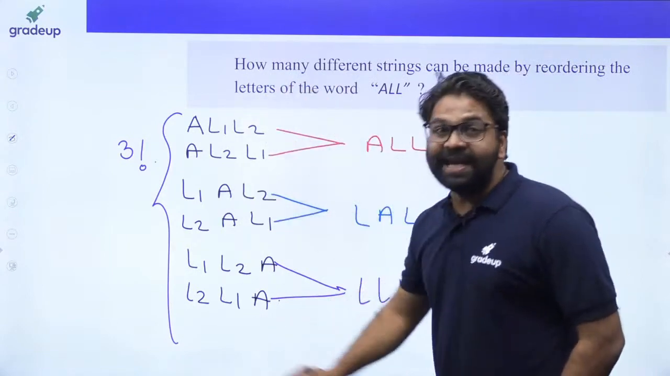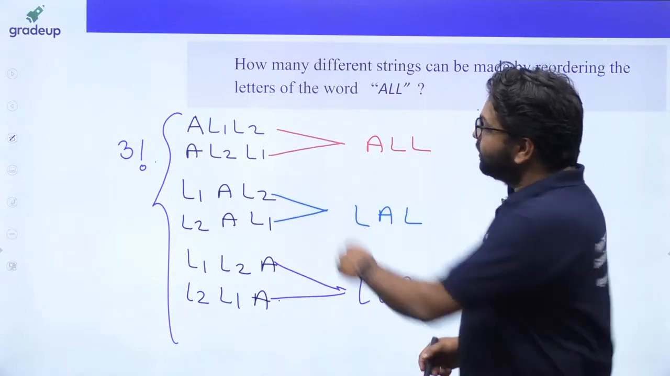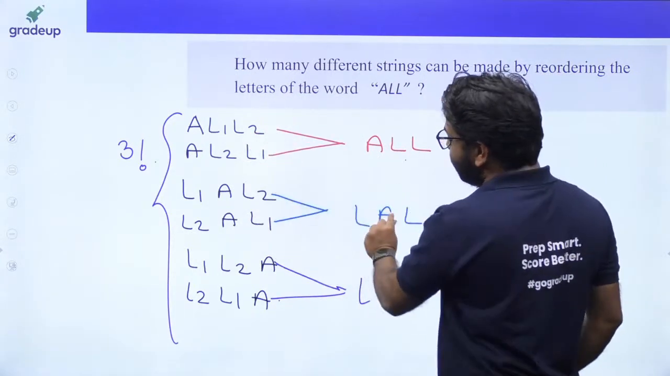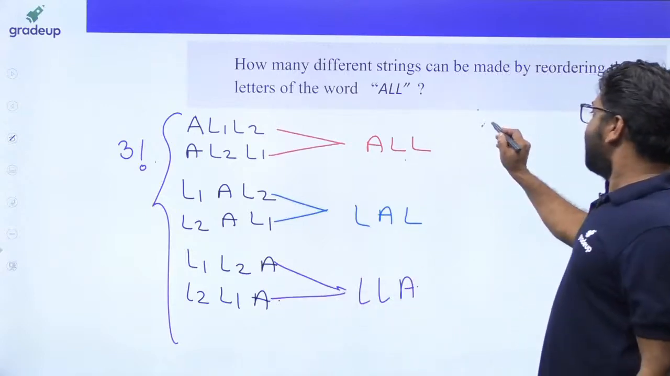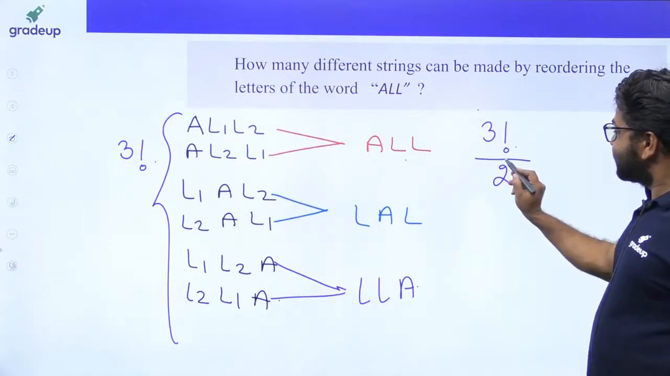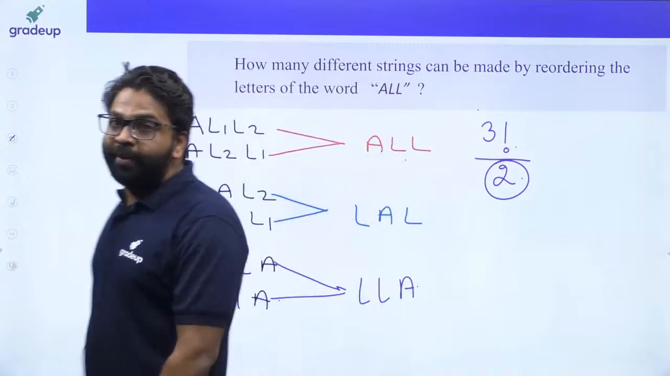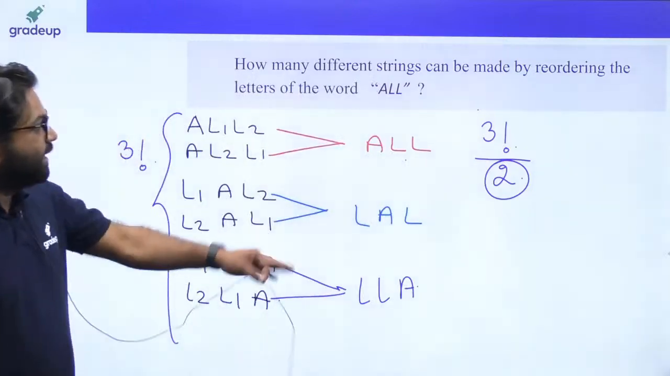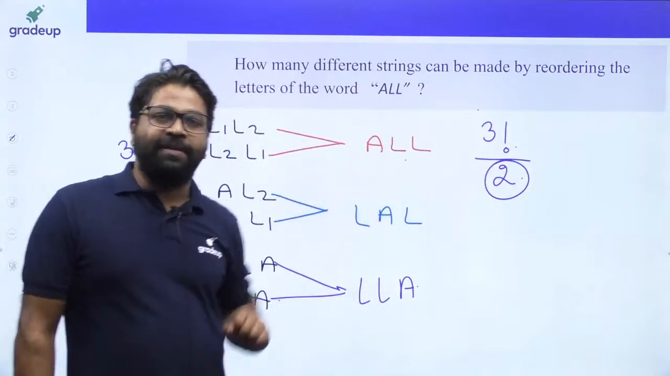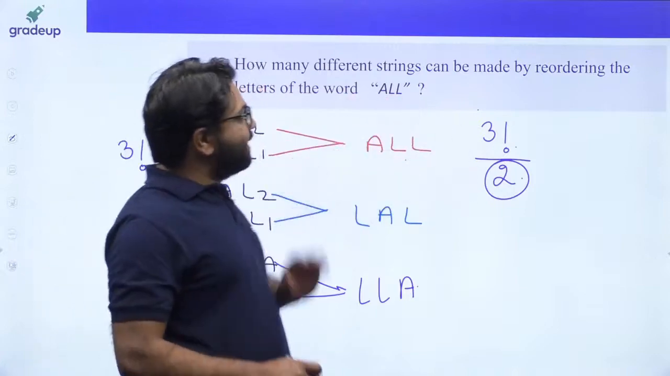But this is the reality when L1 and L2 are different. What about when they are the same? These two will become this, these two will become this, so what you have to do is divide: basically 3 factorial divided by 2. This is the similarity; if you divide by it, you will get the answer. Can we generalize? This is basically the proof of the next theorem that we will try to understand.